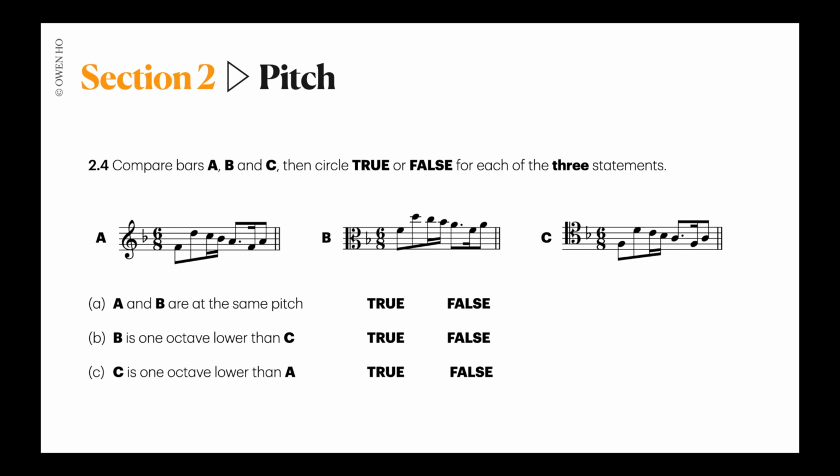A and B are at the same pitch, true or false. B is one octave lower than C, true or false. And C is one octave lower than A, true or false.